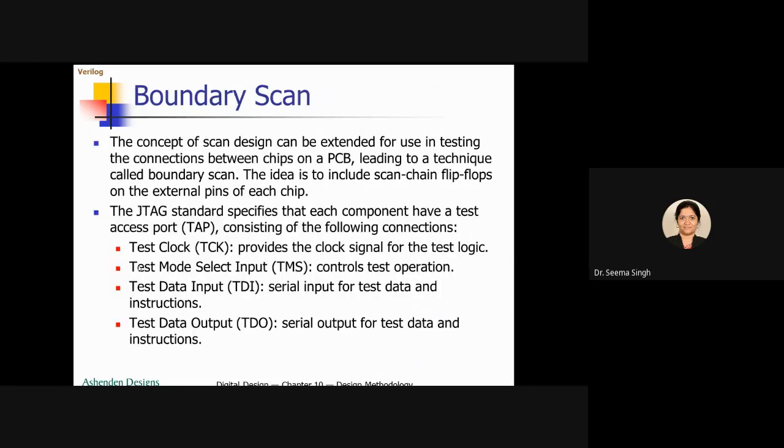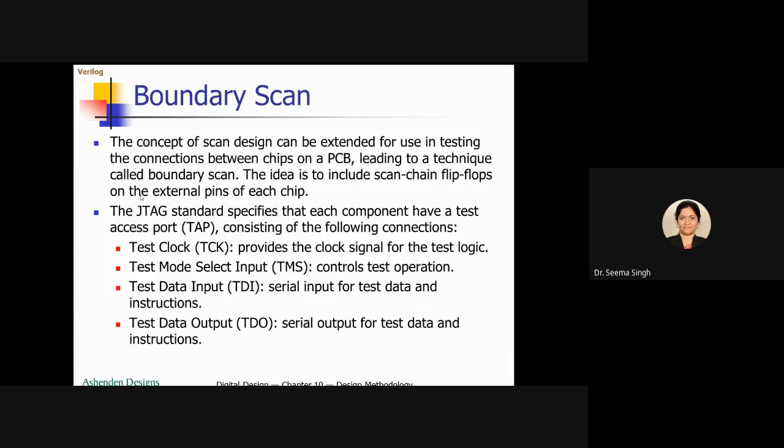Now coming to the next part, which is boundary scan. Boundary scan is what you had seen in your labs also. So boundary scan means what? As the name suggests, it refers to the boundary. Now, scan design, you know what it is? It is scanning each and every part, intermediate signals, and everything it is testing. So that is scan design.